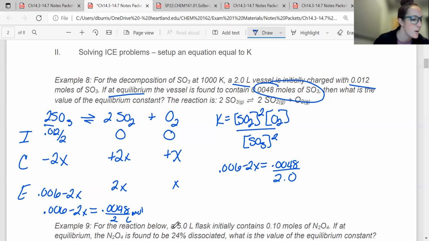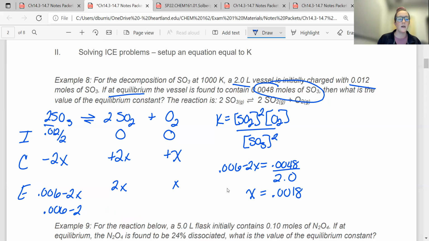Oh, I was looking at the wrong problem. Okay, I got that x is 0.0018. Let me erase this down here since I rewrote it over there. So I know x now, so I can actually solve for all of these concentrations, and then I could plug them back into K.